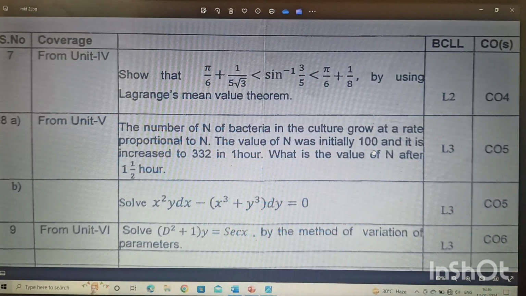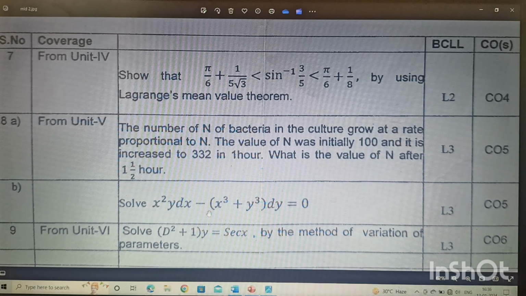Next, the second question, 3 marks: solve x square y dx minus (x cube plus y cube) dy is equal to 0. This is a homogeneous equation and non-exact equation, so use that method. Don't use y by x is equal to v, as this method is not in our syllabus. This problem can be solved by the exact non-exact differential equation using method 2. Okay? This is also an important question.